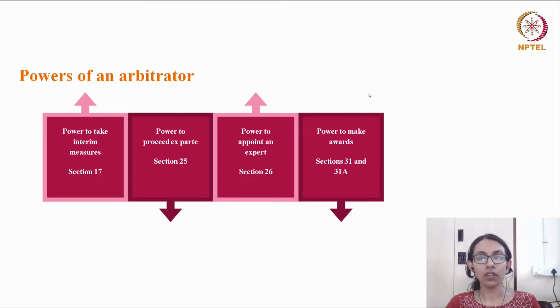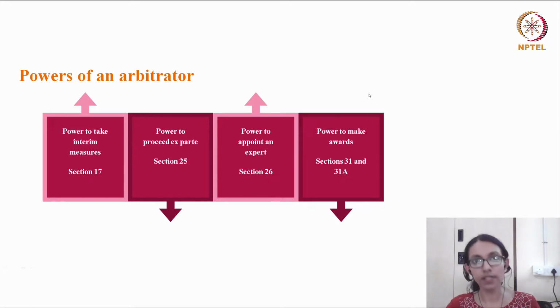Now, the second power of an arbitral tribunal is the power to proceed ex parte. This has been mentioned under Section 24. This power is exercisable when one of the parties to the arbitration fails to turn up or does not provide sufficient evidence before the arbitral tribunal. In such cases, if a party has failed to show up, then the arbitral tribunal can make an award in the absence of that party, or if there has been no proper furnishing of evidence, then the arbitral tribunal can proceed with the evidence that is presented before it. So, this is referred to as the power to proceed ex parte.